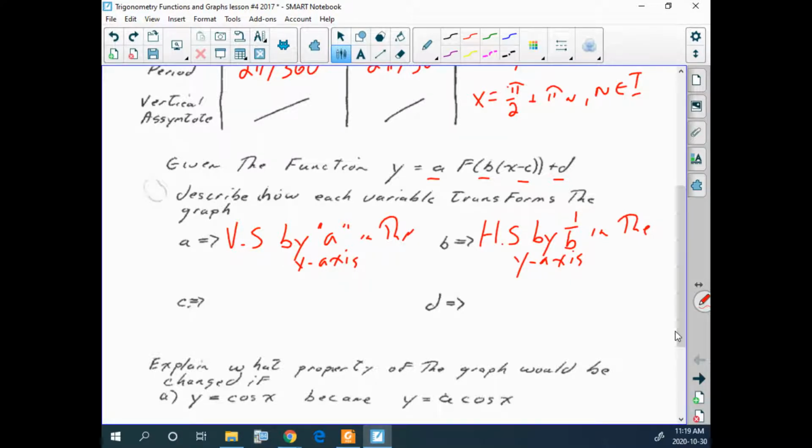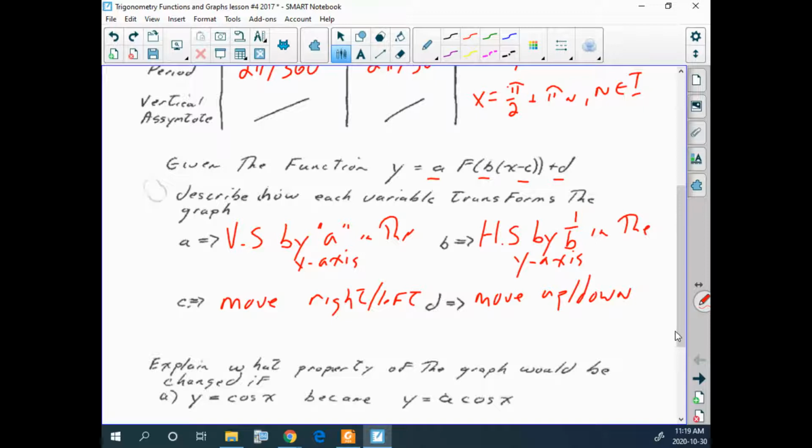C is a move right or left. And D is a move up or down. Now those ones are a little more interesting, because when you move something up and down, it affects a whole bunch of things. It affects our range. It affects our x-intercepts. Moving it up and down doesn't affect amplitude, domain, or period.